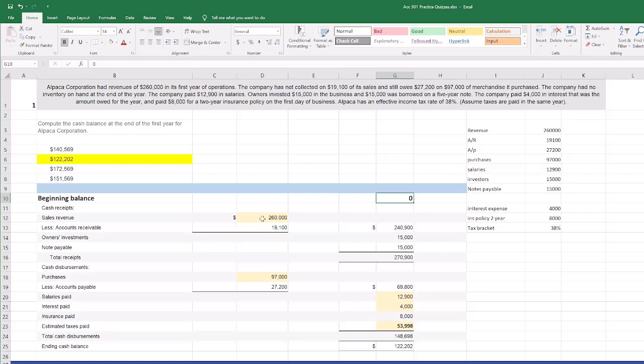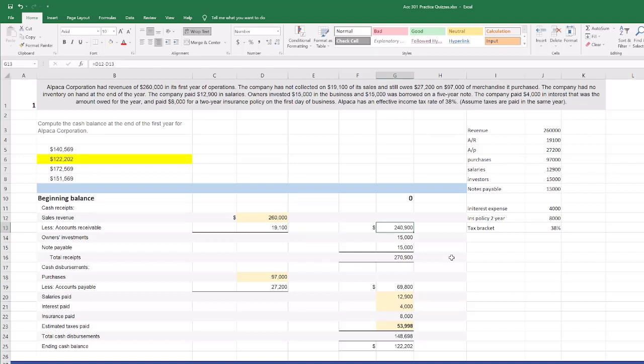So we have sales less accounts receivable. I'm just going to go up and grab that, and that's going to give me 260 minus 19.1, so that's going to give me the cash received from the sales, because I'm worried about cash, right? Because we really haven't dealt with the cash flow statement all that much, this might be a little overwhelming, but it's really not that difficult.